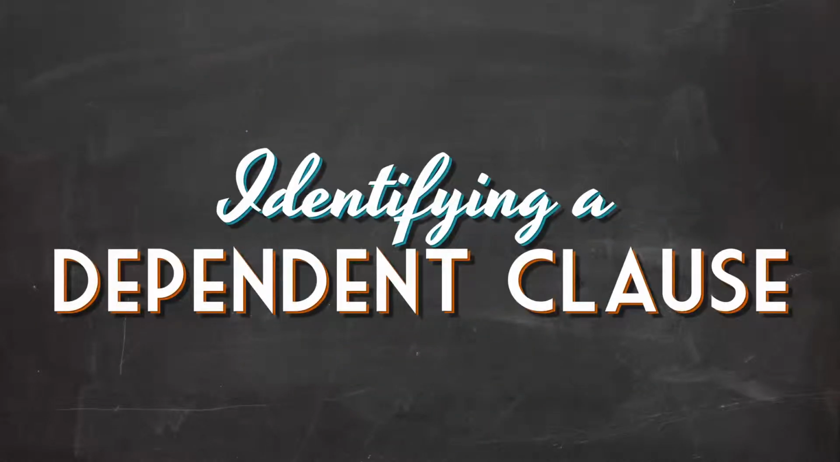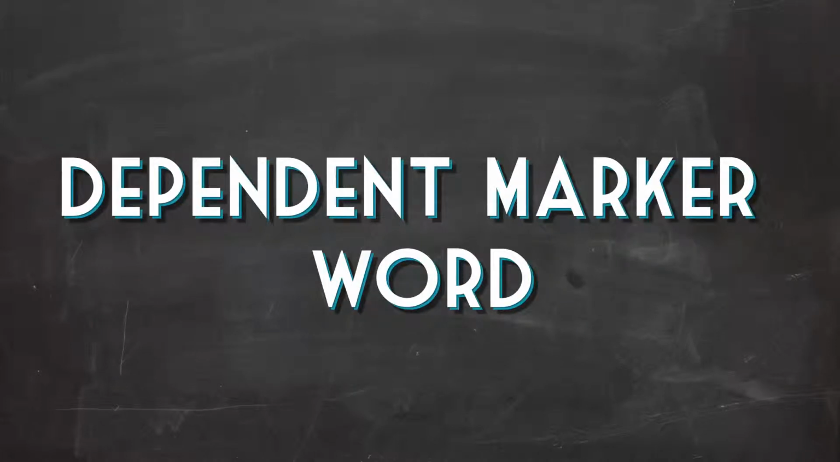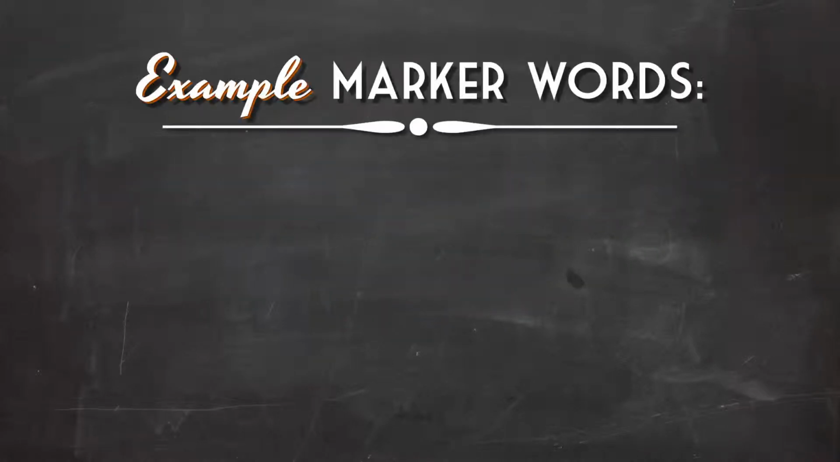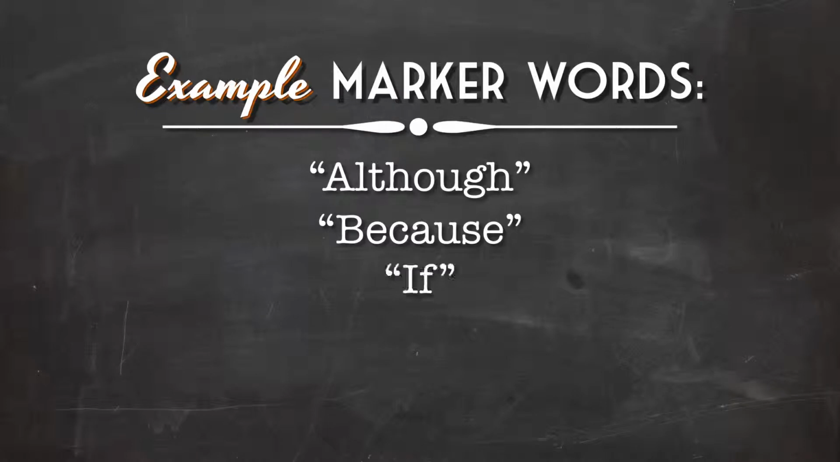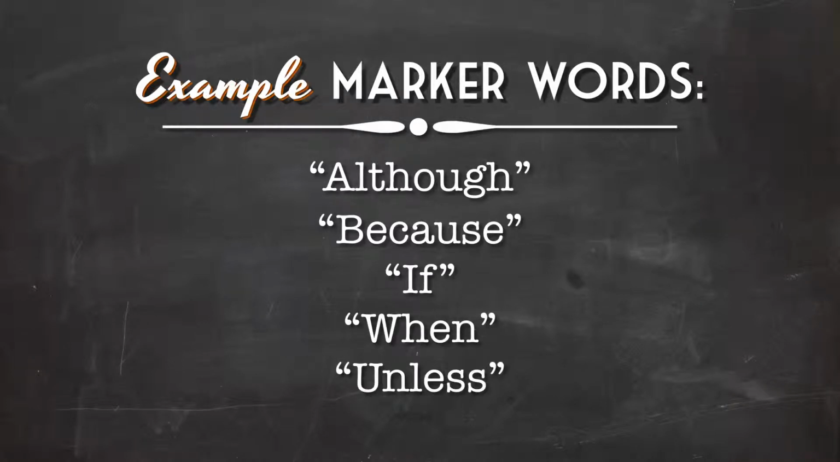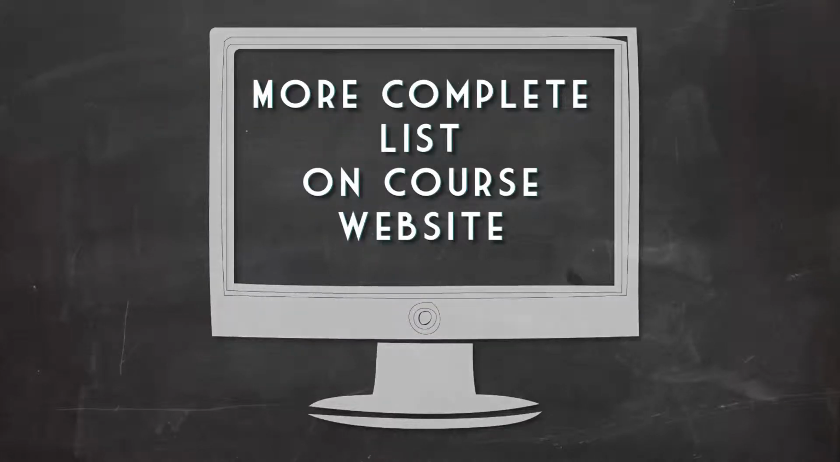You can often identify a dependent clause by what is known as a dependent marker word. This is the word that introduces the dependent clause. Examples of dependent marker words include although, because, if, when, unless, and whenever. These words help signal that the clause does not express a complete thought. You can find a more complete list of dependent marker words on the course website.